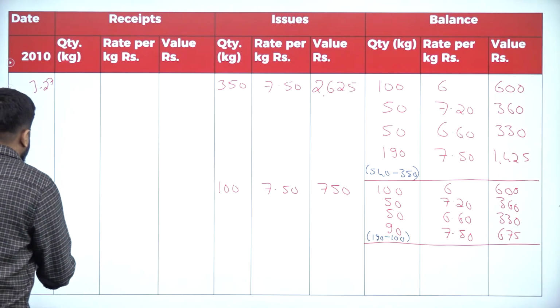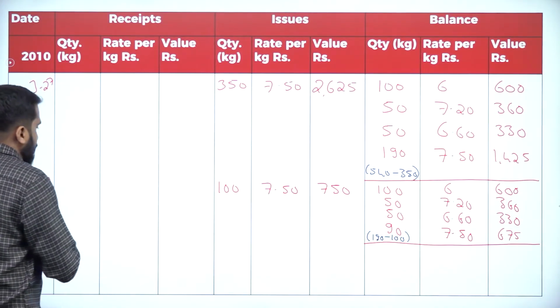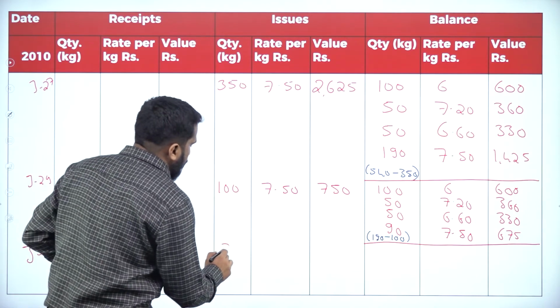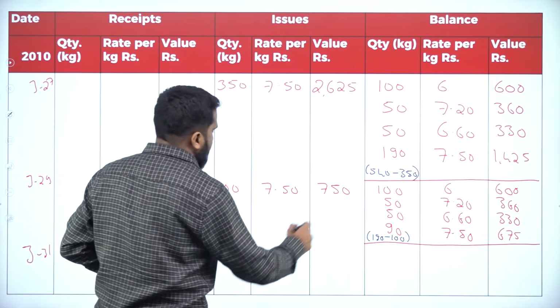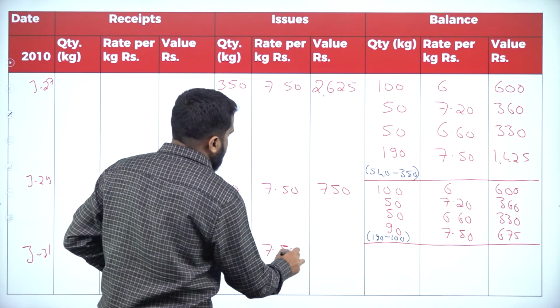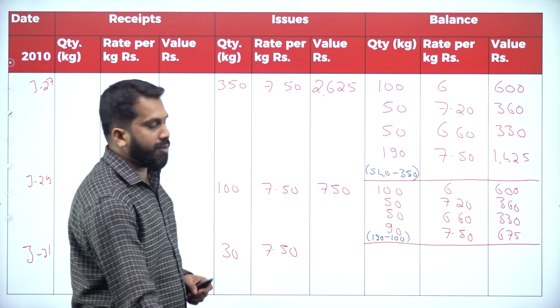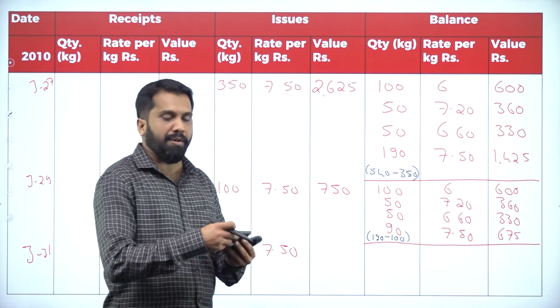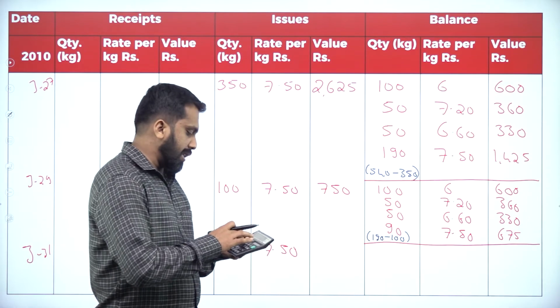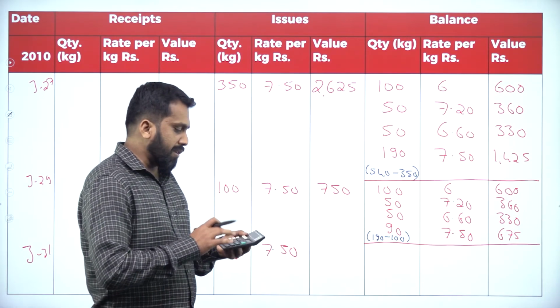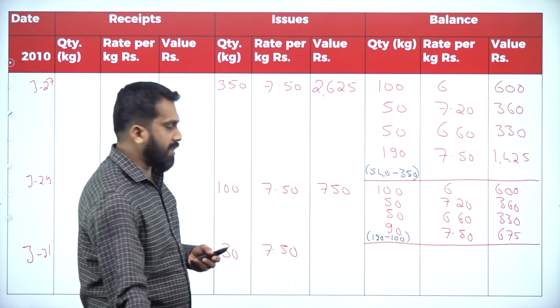Now, Jan 31st, how much is the shortage? Shortage we call it as issue. Now 30, what is the value? 7.50, because we are using the last box. 30 multiplied with 7.50, so the answer is 225.